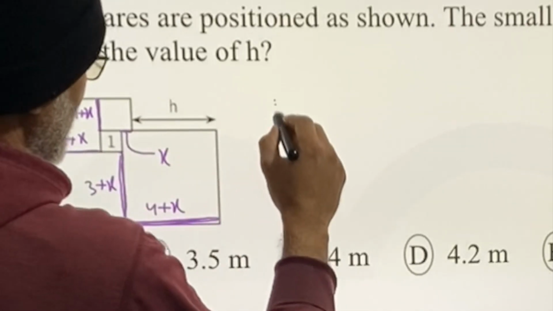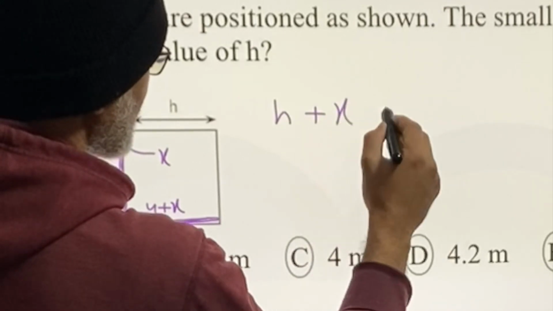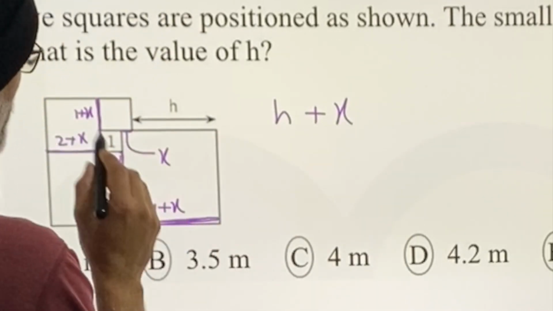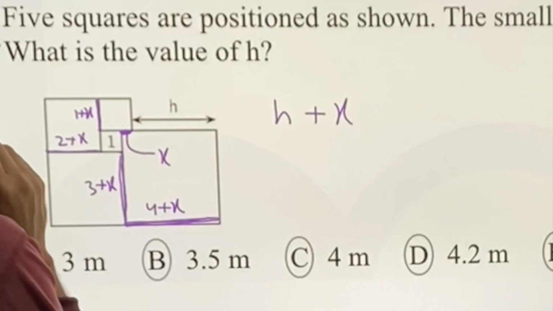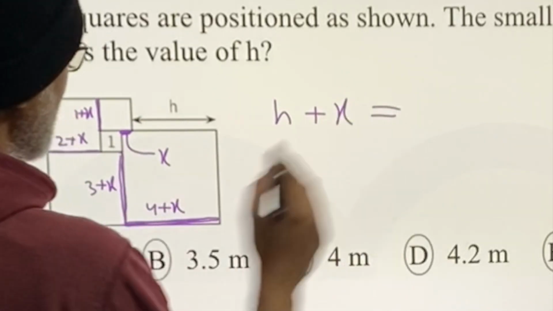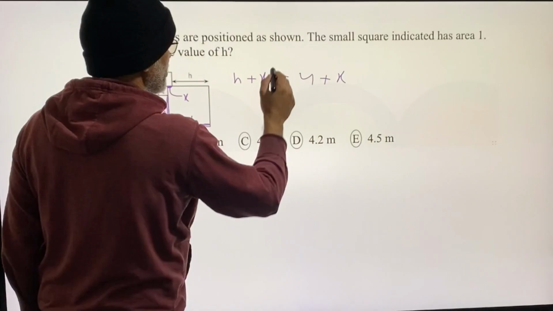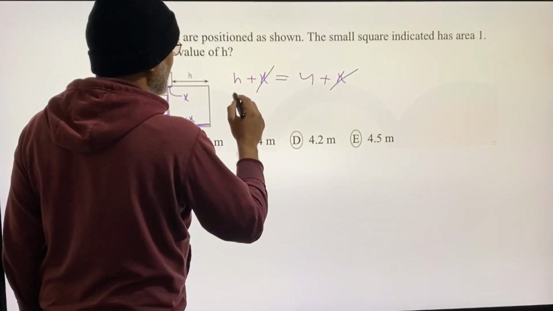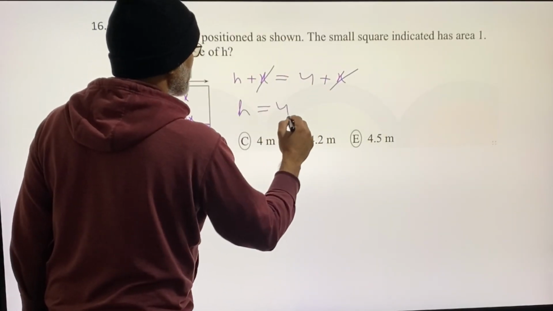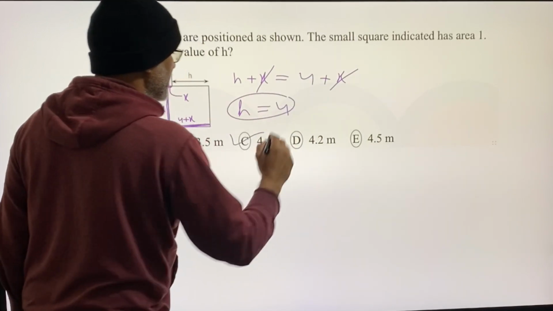So that is h plus x. This is h, and we have assumed this small distance to be x. That is the same as 4 plus x. We cancel out x both sides, then h is equal to 4. C is the correct choice.